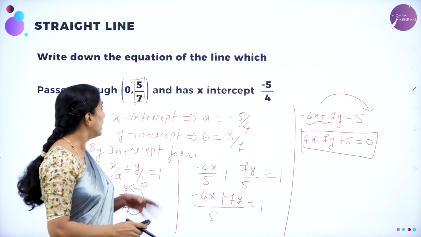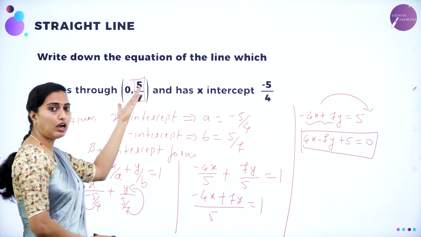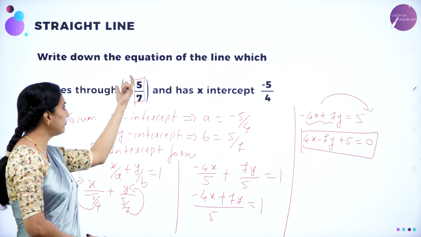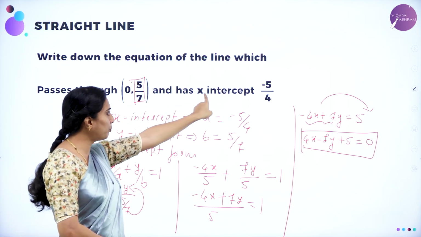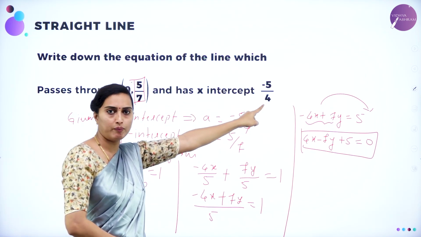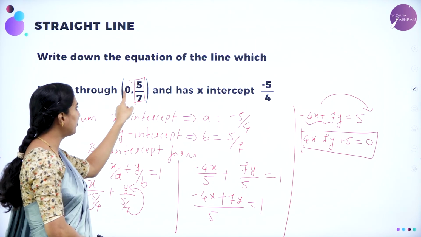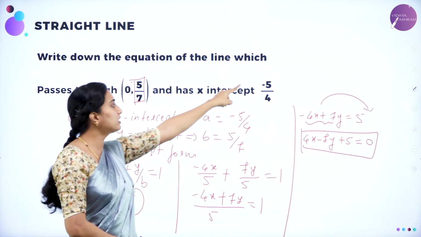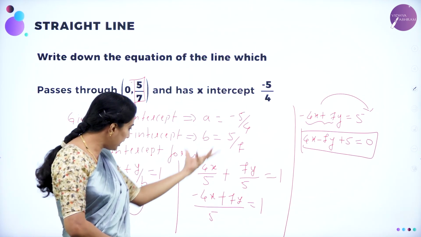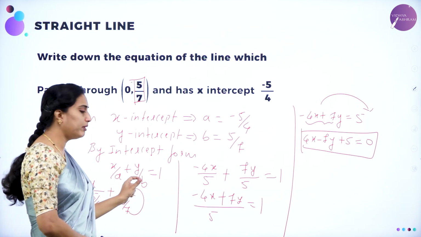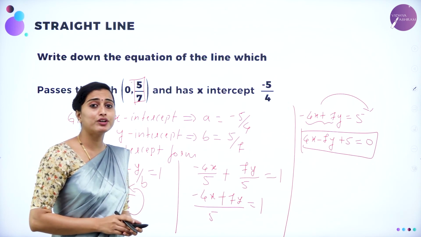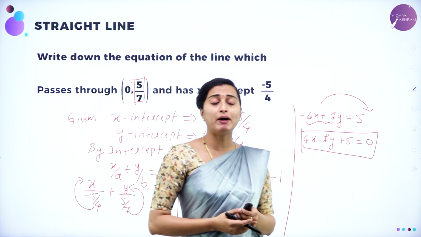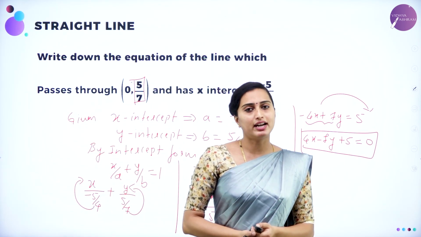Similarly, dear students, they may give the problem the other way around: passes through 5 by 7, comma 0, and here they may change the y-intercept as minus 5 by 4. At that time x-intercept will become 5 by 7, y-intercept will be minus 5 by 4. Same formula, only a and b will change. That's it, dears.